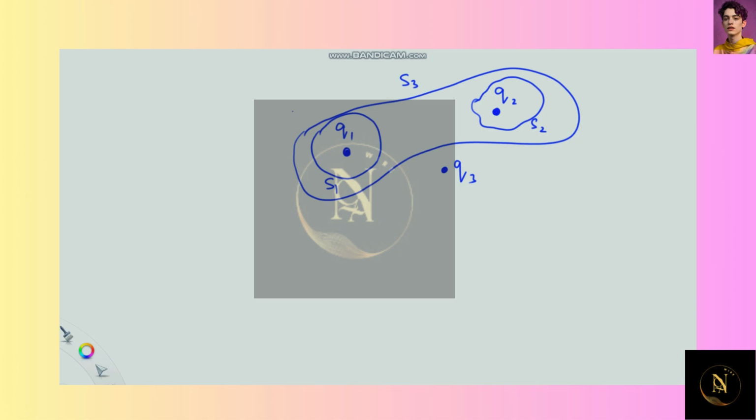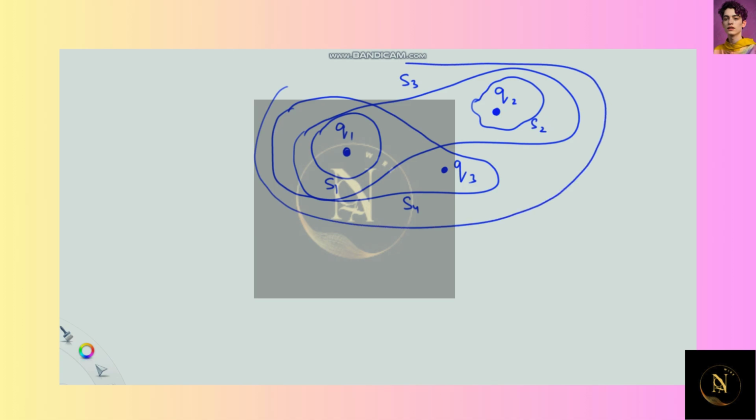Then a Gaussian surface S4. It is surrounding Q1 and Q3 together. And finally S5 is surrounding all the three charged spheres together. The values of these charges: Q1 is 4 nanocoulomb, Q2 is minus 7.8 nanocoulomb, and Q3 is 2.4 nanocoulomb.